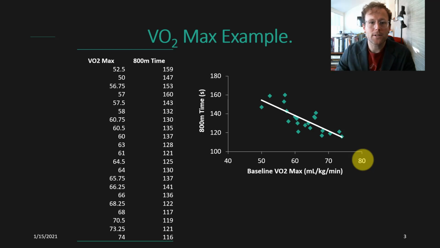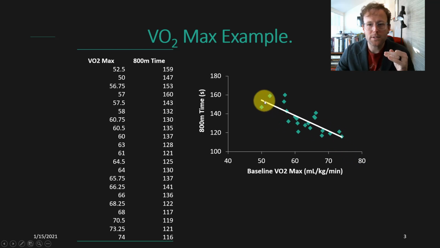So as a reminder, this is what our data looked like, right? We had a VO2 max for each person, and then we had the corresponding 800-meter time for each person. When we plotted those data, we said that there's a strong negative relationship there, right? This cloud of points is tilted downward, such that a person's 800-meter run time went down as their baseline VO2 max went up. Fitter people in our sample generally tended to run faster.